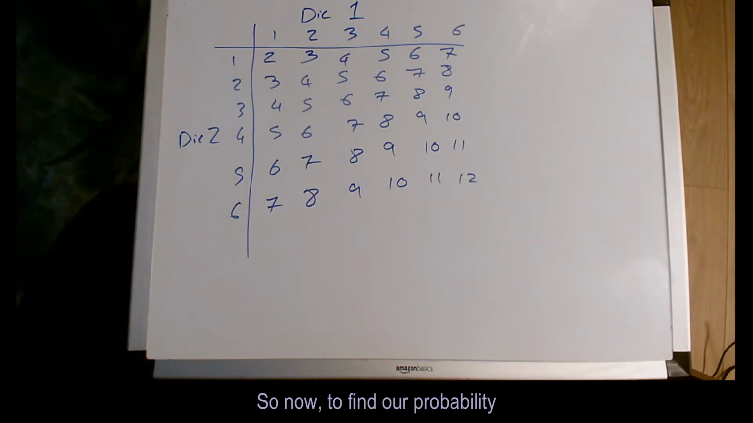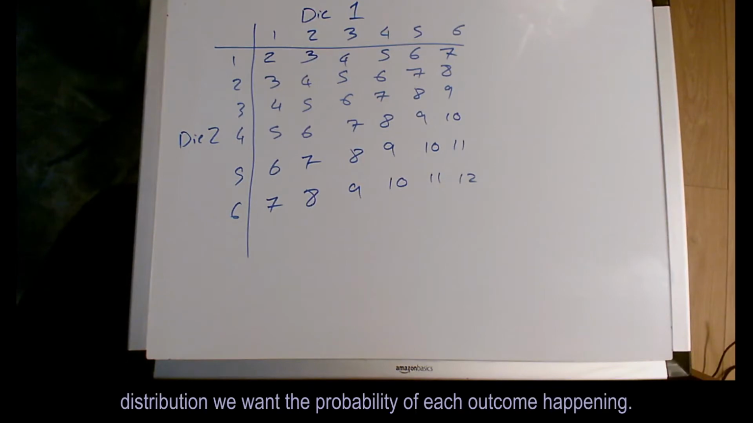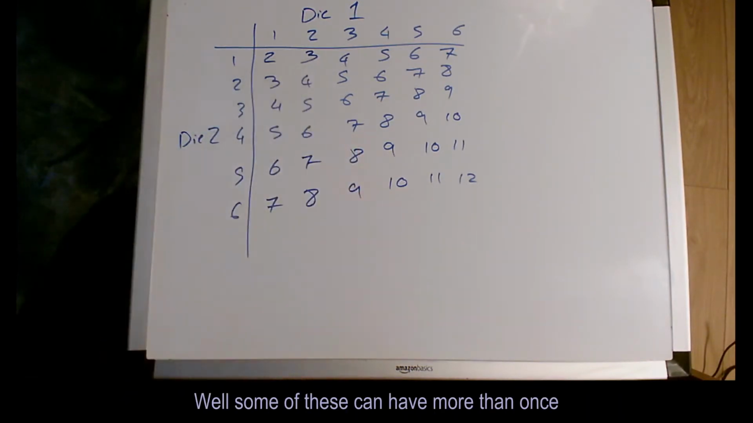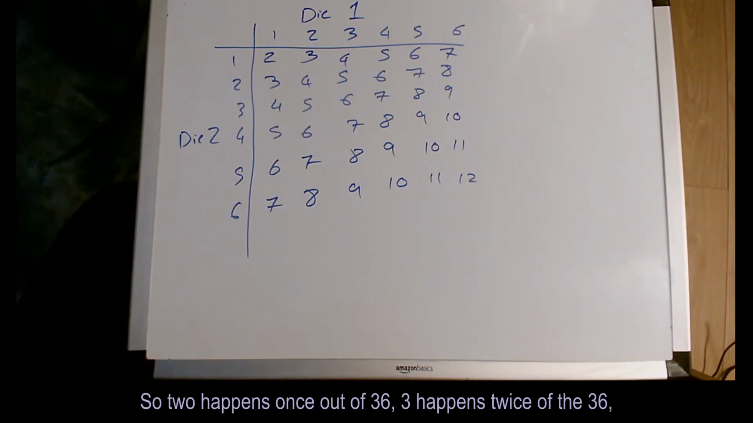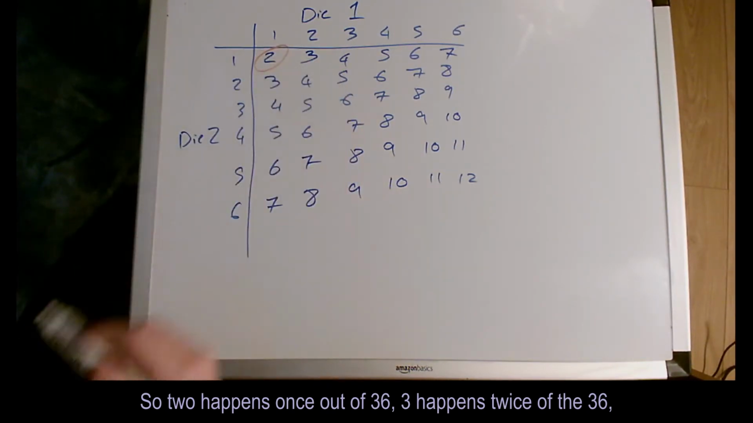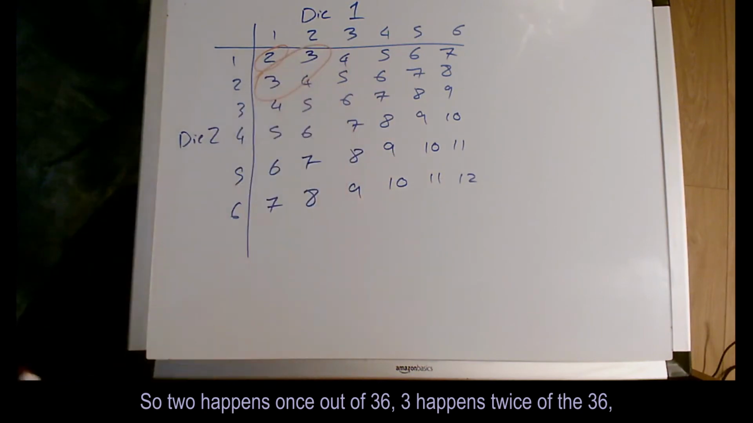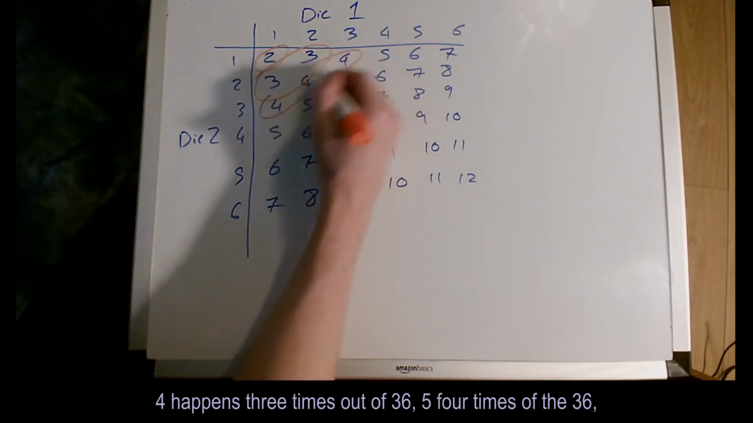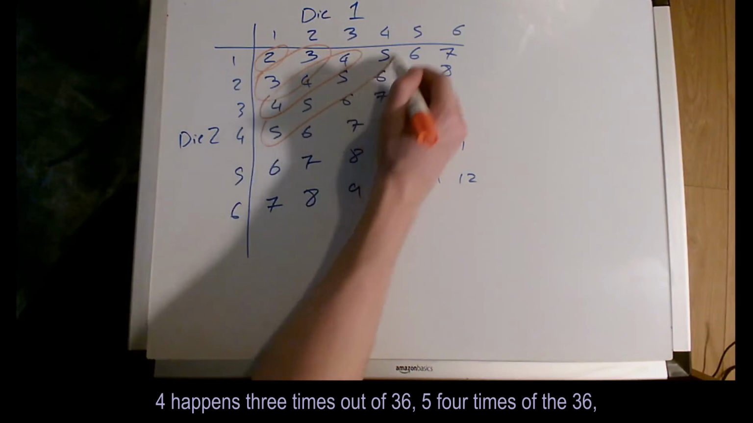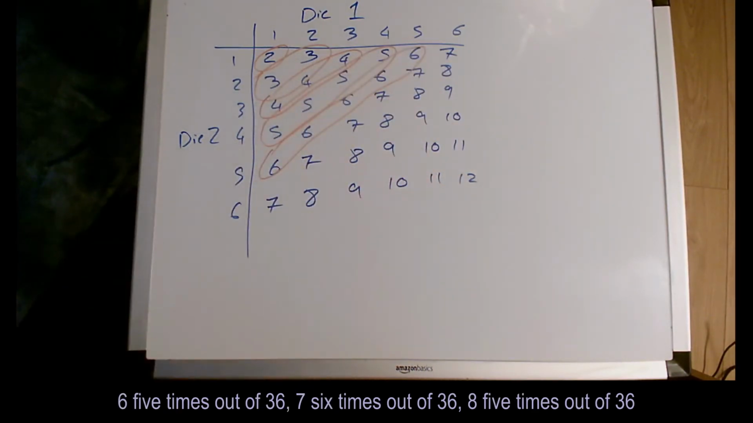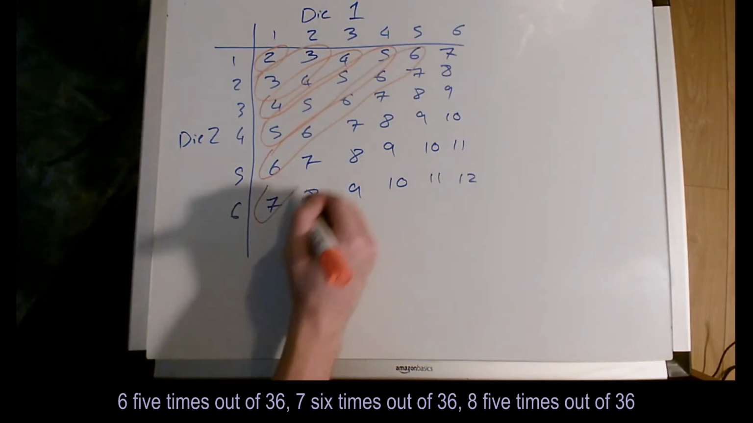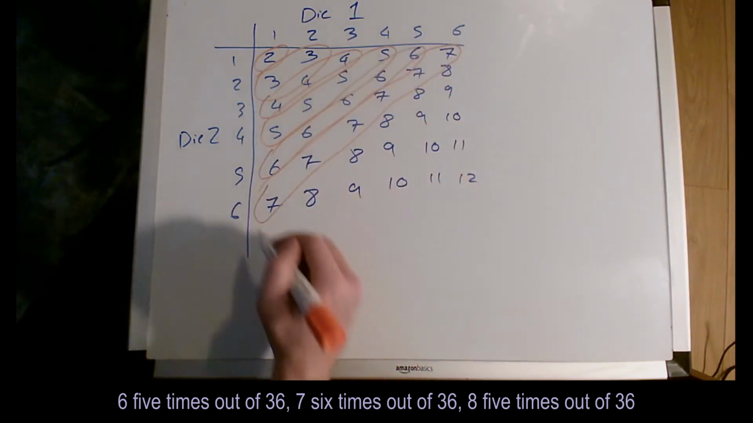So now, to find our probability distribution, we want the probability of each outcome happening. Well, some of these can happen more than once. So we just need to add up how many of them there are. So 2 happens once out of 36. 3 happens twice out of 36. 4 happens 3 times out of 36. 5, 4 times out of 36. 6, 5 times out of 36. 7, 6 times out of 36.